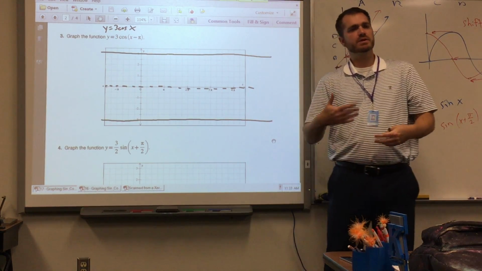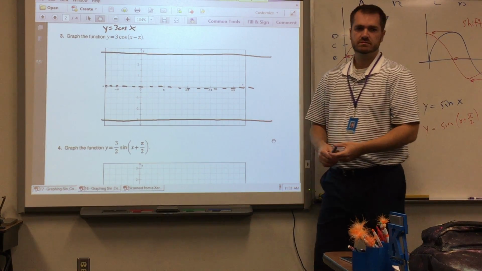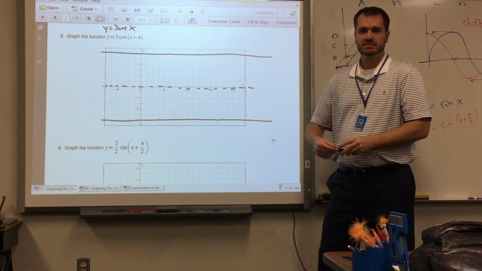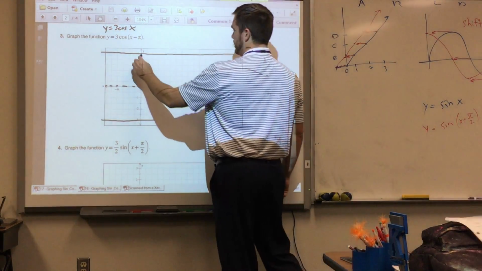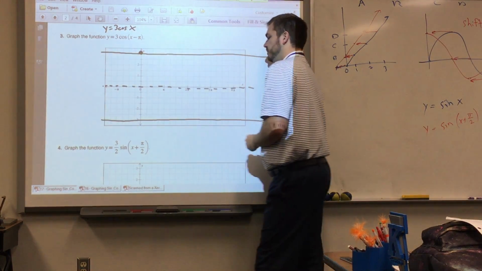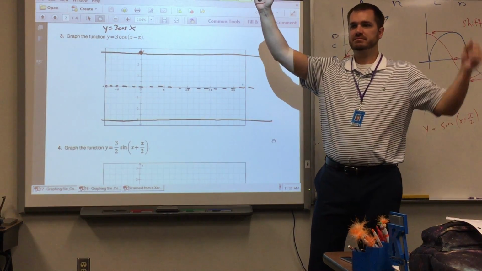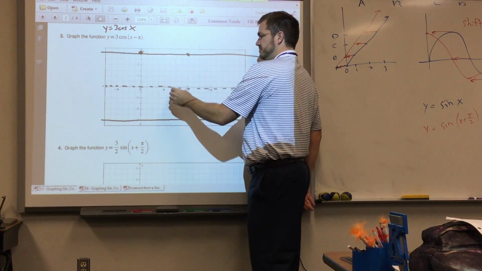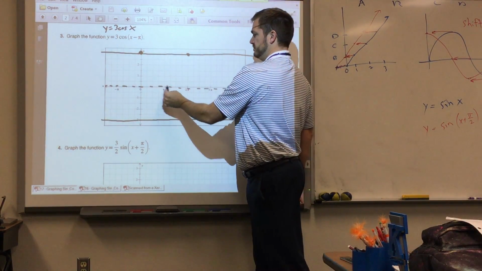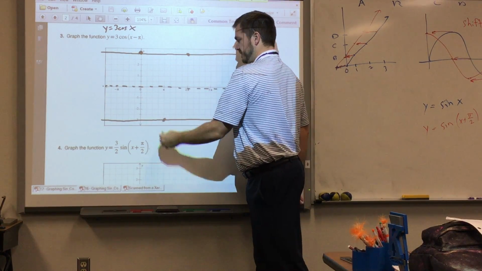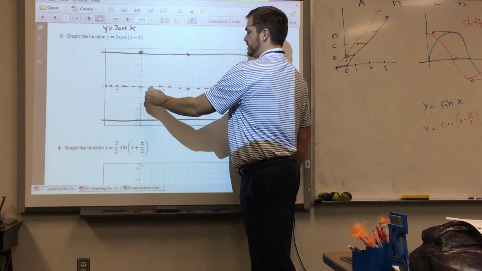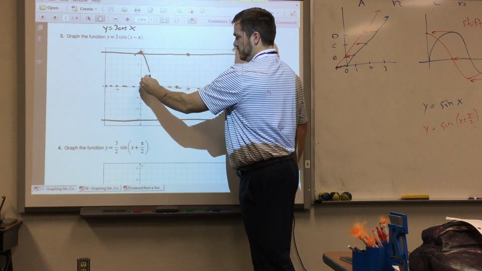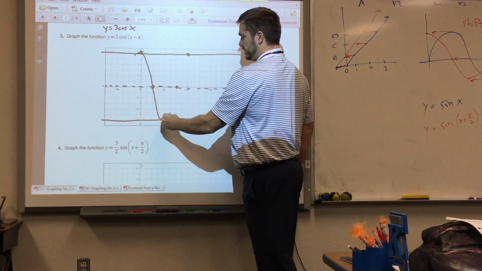Somebody remind me, where does cosine start? Cosine starts high. And where does cosine end? High. And in the middle? Low. It crosses the baseline at pi over 2 and at 3 pi over 2. We will connect that with a lightly sketched curve.